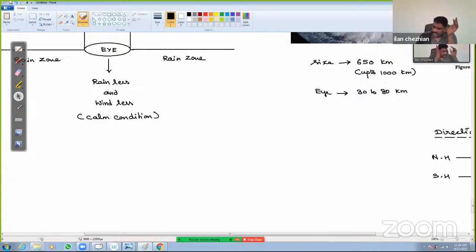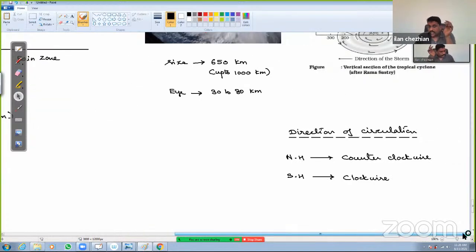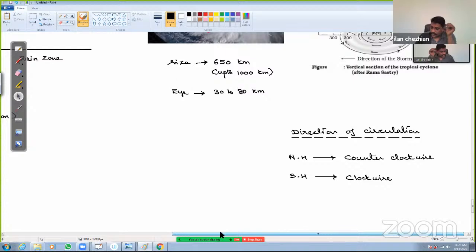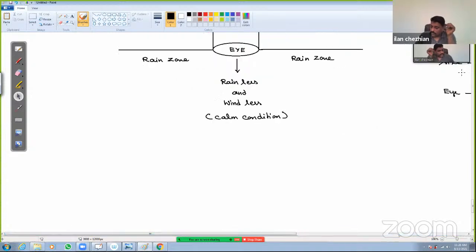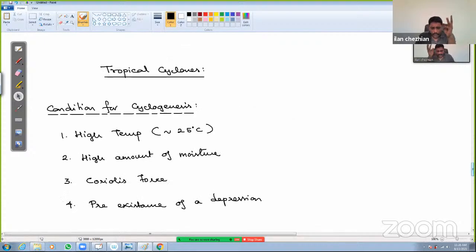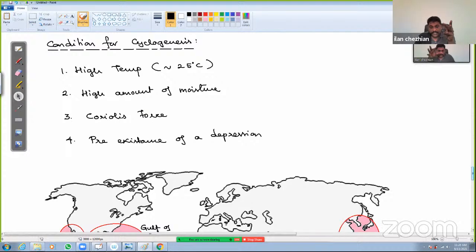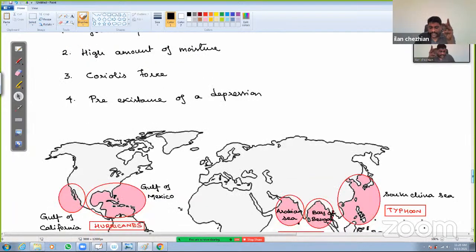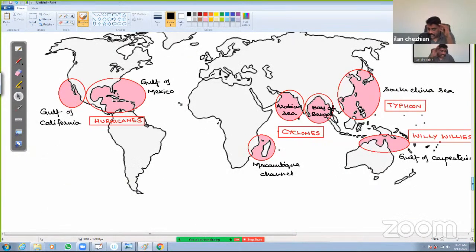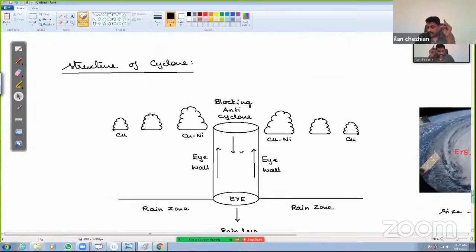My dear friends, normally we have the mechanism called landfall. I'll come to it later. What is the precondition needed for cyclogenesis, we have seen. What are the different regions in the world which experience cyclones, that also we have seen. And we have seen the structure of cyclone.